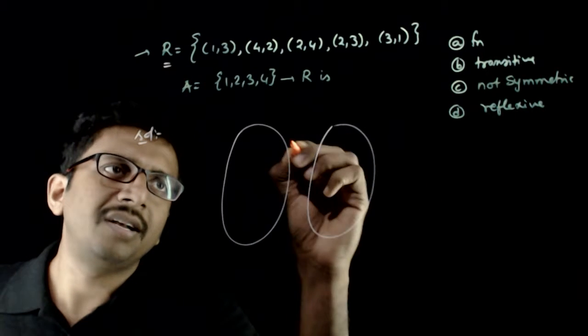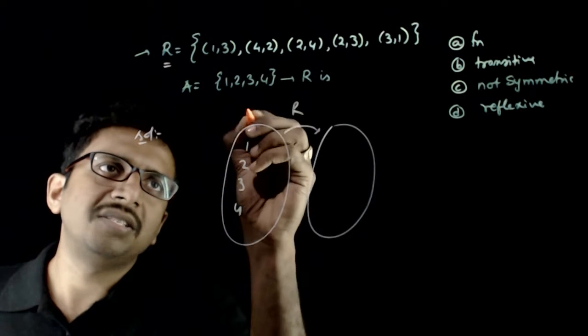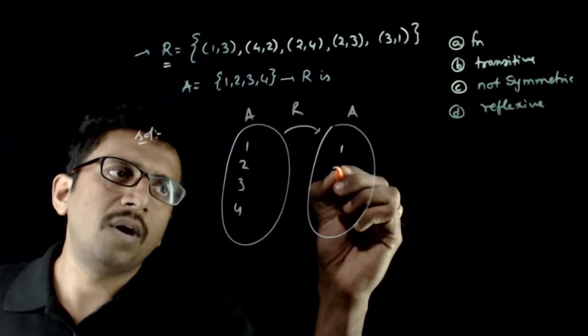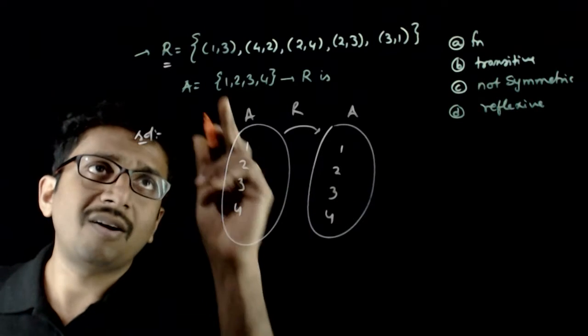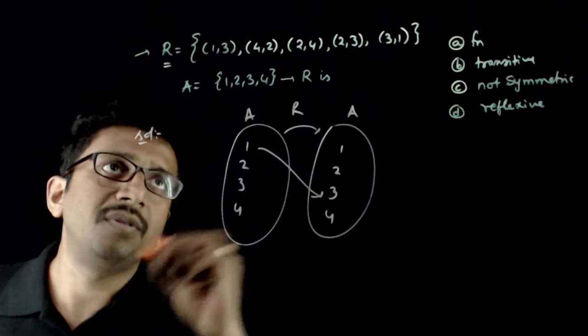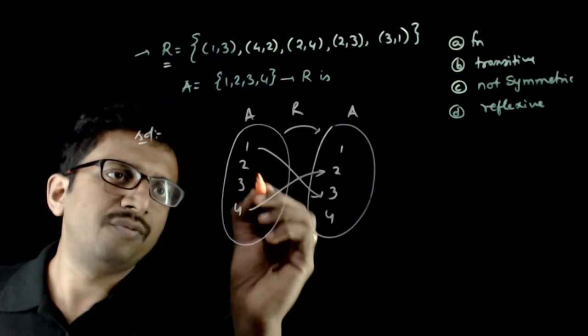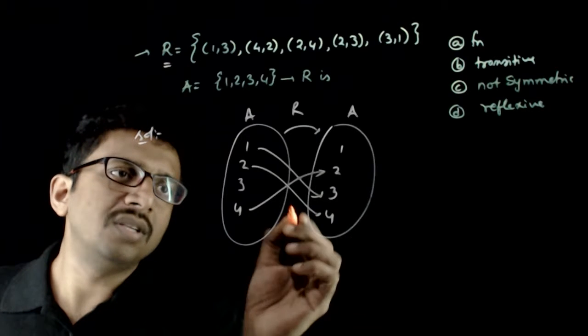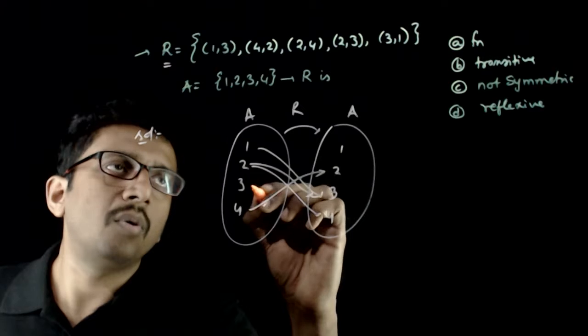So if you draw the diagrammatic form of R, 1, 2, 3, 4, this relation is defined from A to A, 1, 2, 3, 4. So first, the first ordered pair is (1, 3). That is, 1 is related to 3. 4 is related to 2. 2 is related to 4. 2 is related to 3. 3 is related to 1.